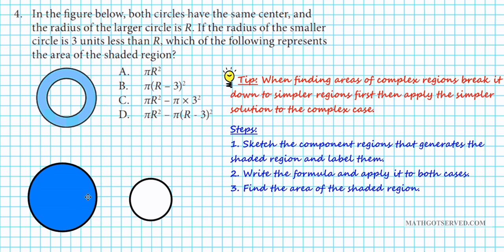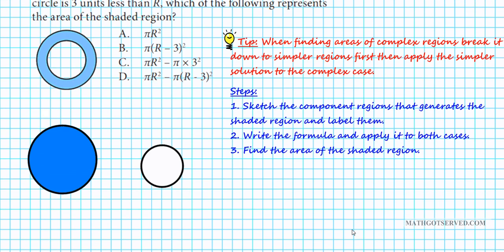Okay, so you have the two circles. You have the bigger circle and the smaller circle. So if I take the smaller circle out of the bigger circle like this, if I subtract the area of the smaller circle from the bigger circle, then we have this shaded region. These are the two shapes that result in this complex shaded region. So what we're going to do is consider them independently, find their independent areas first, and then find the difference of the areas to find the expression for the area of this complex region here.